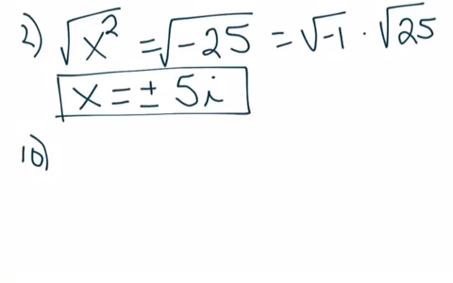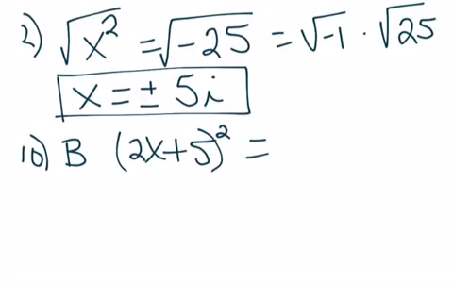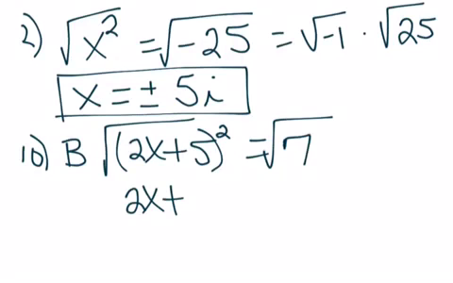Okay, number 10 asks you to look at the 4 equations, A through D, and determine which one is set up for direct use of the square root property and solve it. Well, the answer to that would have to be B, which looks like this, because it's set up for us to just take the square root of both sides. And when we do, the square root of 2x plus 5 squared is just 2x plus 5 equals plus or minus the square root of 7.